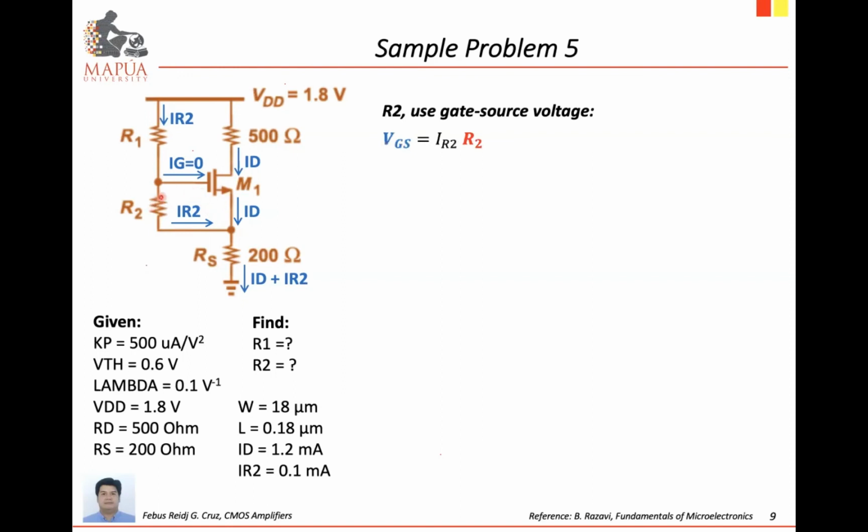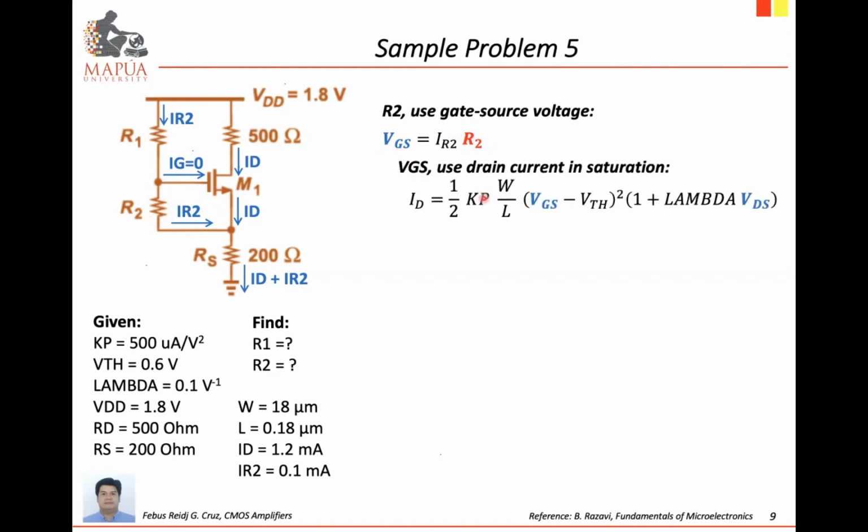So for resistor R2, we can use the gate source voltage. So R2 is connected from gate to source. So VGS is equal to IR2 times R2. So we can solve R2 by knowing the VGS. So for the VGS, we can use the drain current equation. But before we can solve for the VGS, we have to know the value of VDS. Other parameters are given.